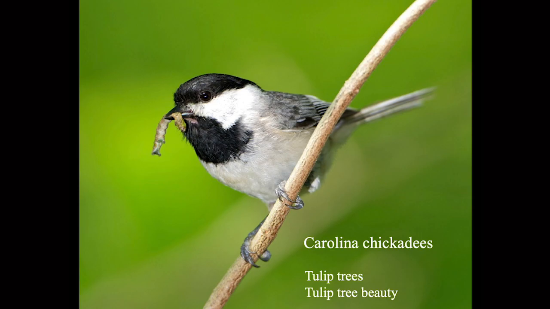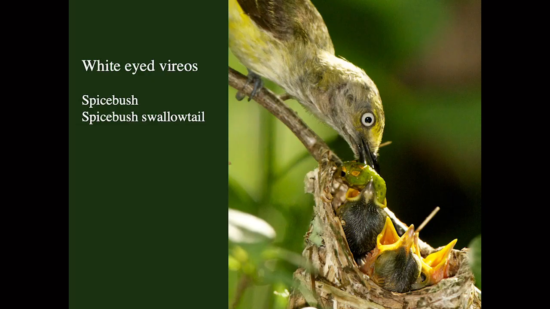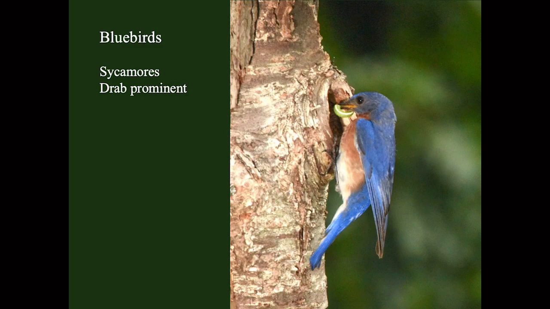tulip trees making tulip tree beauties, white-eyed vireos because we have spicebush making spicebush swallowtails, house wrens because we have hickories making copper underwings, bluebirds because we have sycamores making drab prominence, and on and on and on. 55 species now.